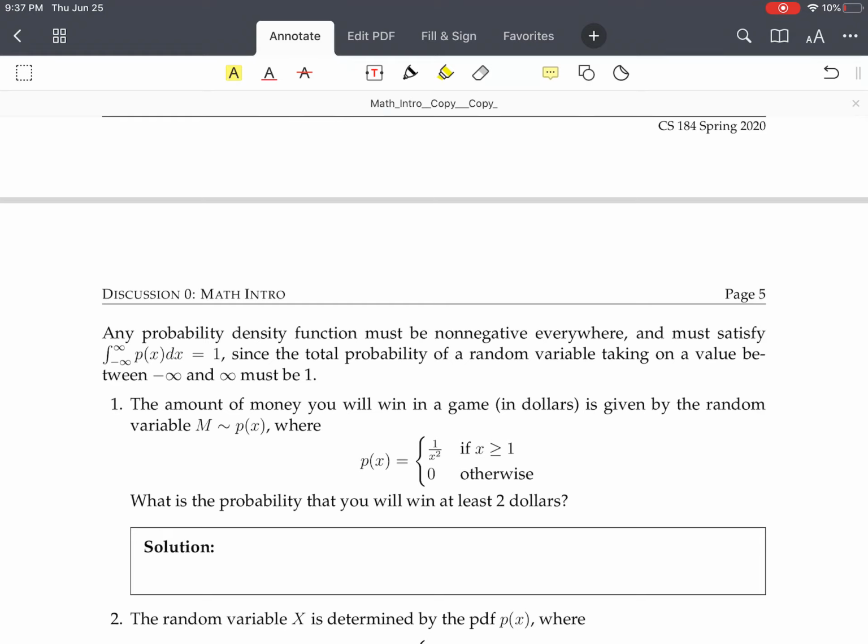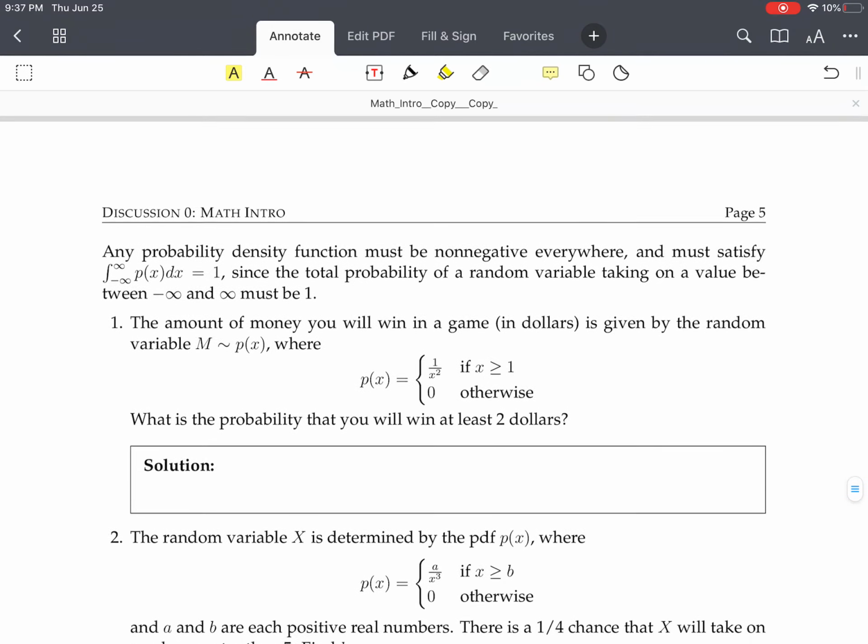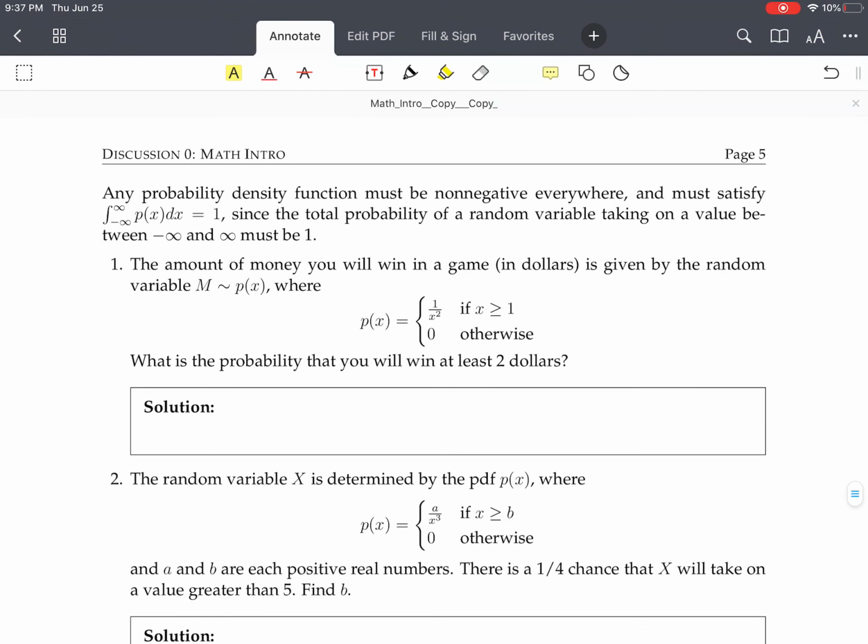Basically you're taking the integral from negative infinity to infinity, so all numbers, and if you take that integral, the total probability has to be 1. And you could write a similar thing for discrete, where you would kind of sum up over all possible outcomes, and that probability has to be 1. Okay, so let's do some problems with probability density functions to get an idea of it.